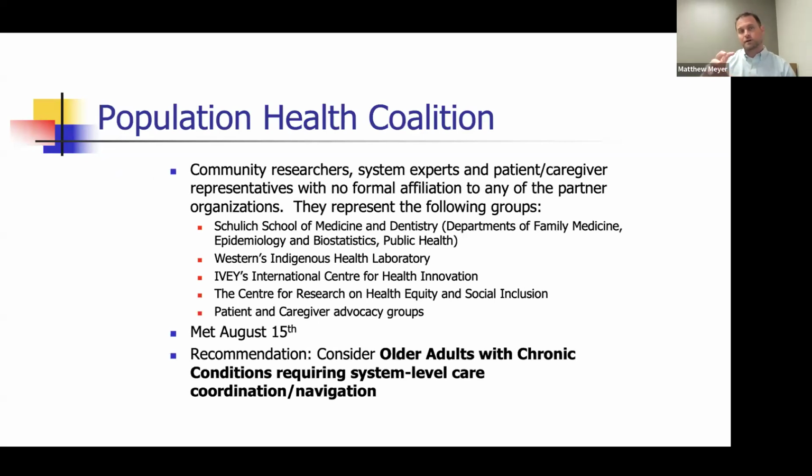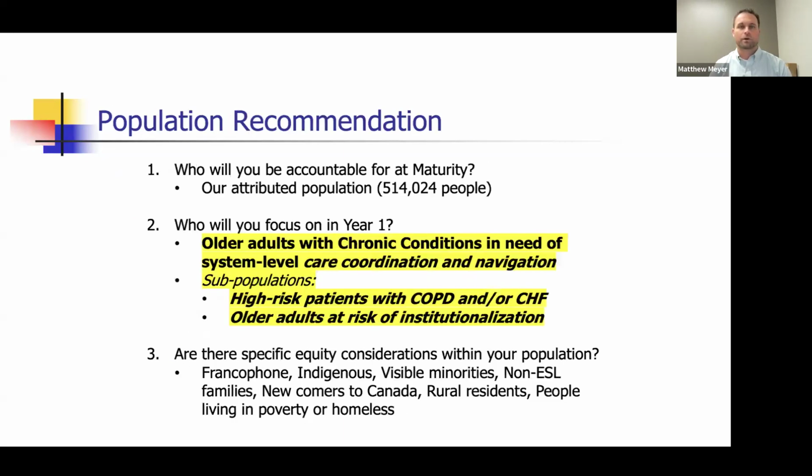The process was we got people into the room, and we had experts come with them into the room to help facilitate those conversations. But what you see at the bottom is the recommendation for our priority population. And if we click to the next slide, this went to our coordinating council. We recommended through this process that our year one priority population should be older adults with chronic conditions in need of system level care coordination and navigation.